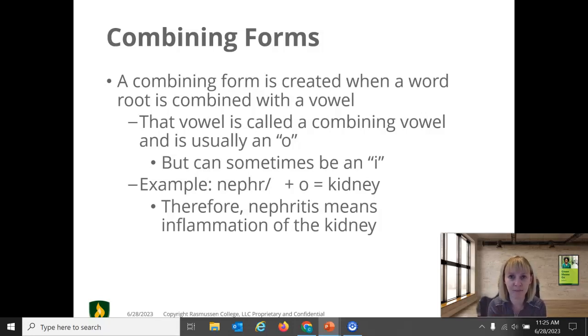So nephrology. Now, we also have nephritis here on the screen, I-T-I-S, which is a suffix that means inflammation. But because it already starts with a vowel, we do not need to add an additional vowel. So nephritis is an inflammation of the kidney. No combining form is needed there.